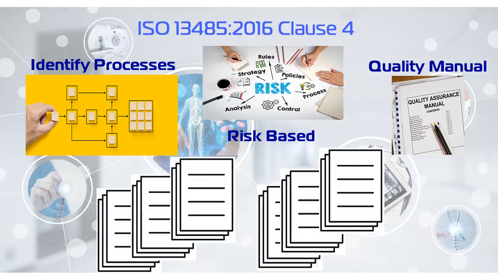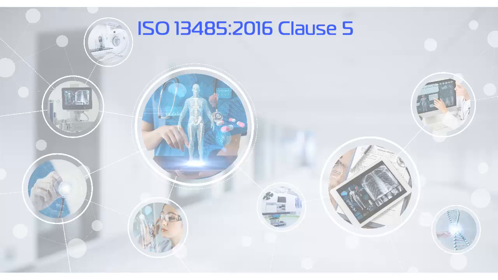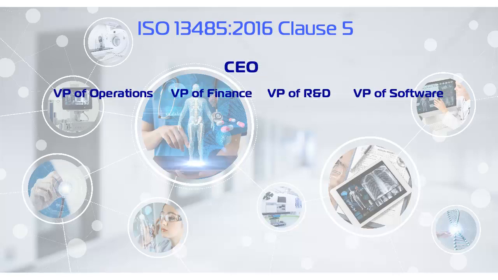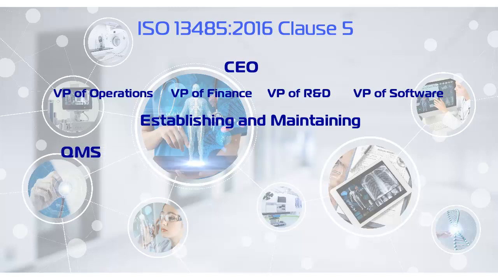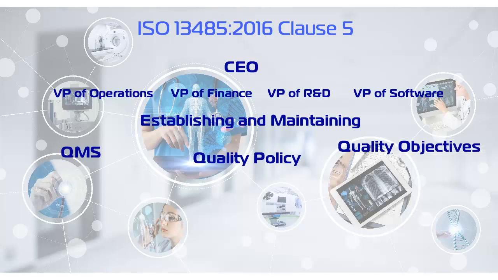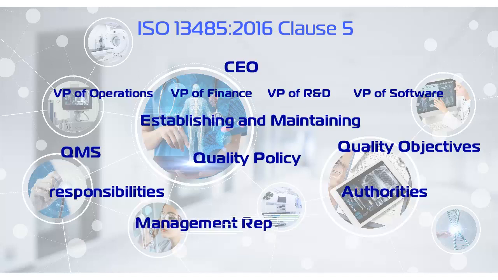The first requirement in Clause 5 is for top management to show its commitment to establishing and maintaining an effective quality management system. This means establishing a quality policy and setting quality objectives for the whole organization. Top management have to define and document responsibilities and authorities for effectively operating the organization in conformity with the QMS, including the appointment of a management representative who, among other things, shall report on the effectiveness of the QMS at management reviews conducted at planned intervals.